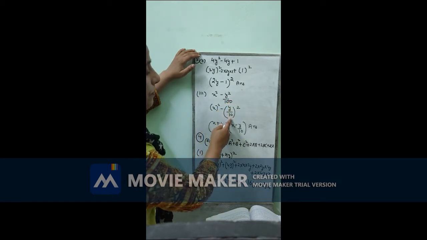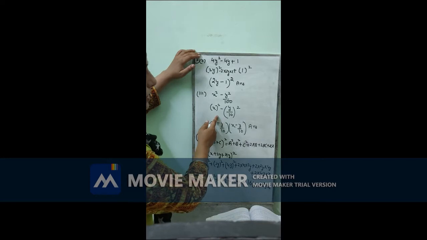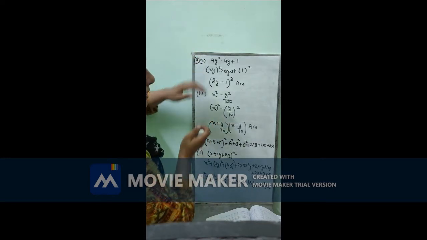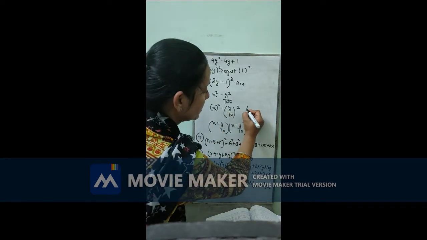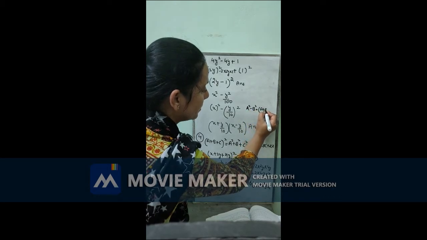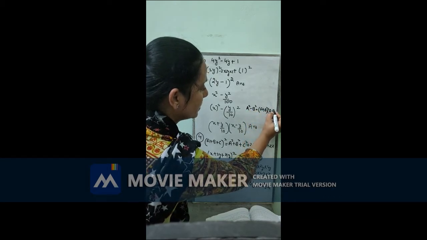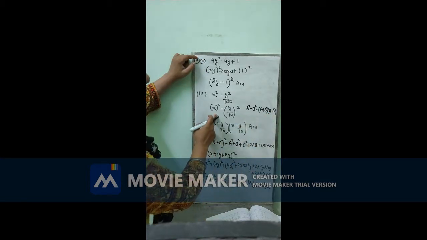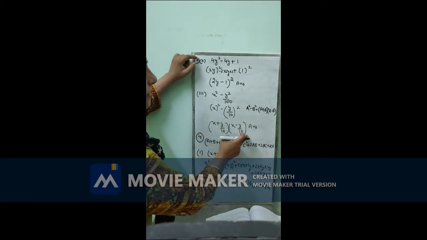In third part, x square minus y square upon 100 is a square minus b square, where y square upon 100 is y upon 10 whole square. What is the formula for a square minus b square? That is equal to a plus b into a minus b. So your answer will be x plus y by 10 into x minus y by 10.